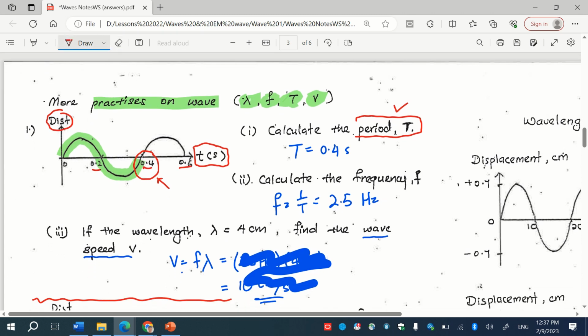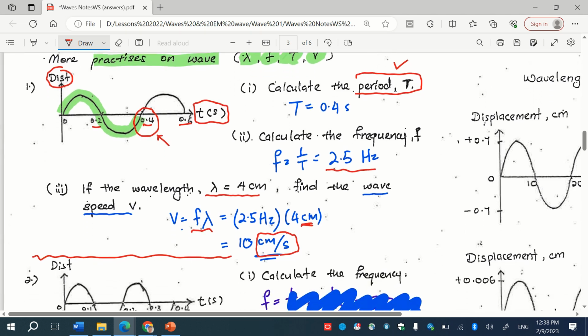Now calculate the wave speed. If the wavelength lambda is given as 4 cm, how do you calculate the wave speed? Wave speed v equals f lambda. You have your frequency already, 2.5 hertz, and your wavelength, 4 cm, so you can straight away apply this formula. You get 2.5 hertz times 4 cm. Therefore your wave speed is 10 cm per second. Remember your wavelength is measured in cm, so your wave speed will be in cm per second. Take note of that.